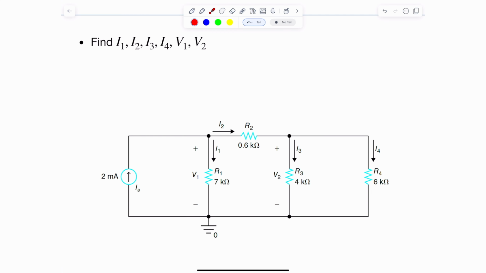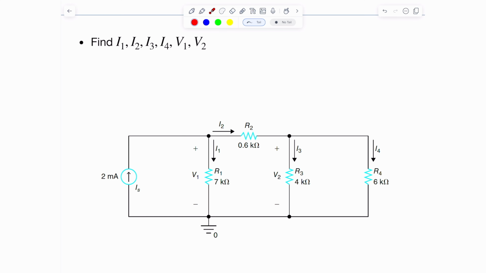The currents that we're asked to compute are I1, I2, I3, and I4, and a couple of voltages, which are V1 and V2. The voltages are pretty straightforward because we know R, so if I know the I, I'll figure out what the V is. The same goes in here. If I know the R in here, if I know I3, I'll figure out what V2 is. So it boils down to figuring out the I's in here.